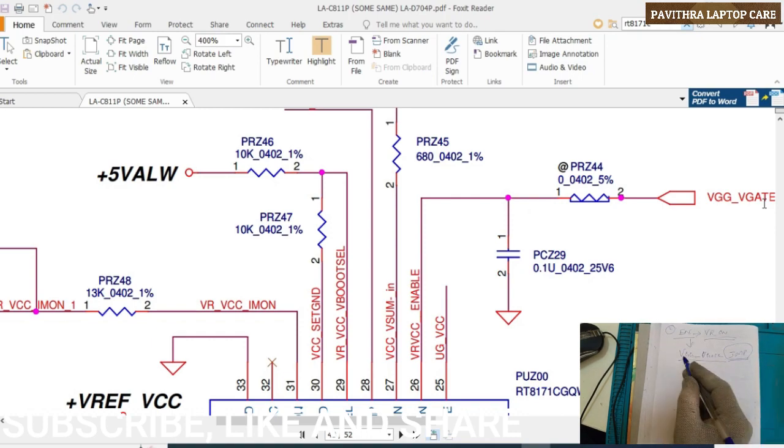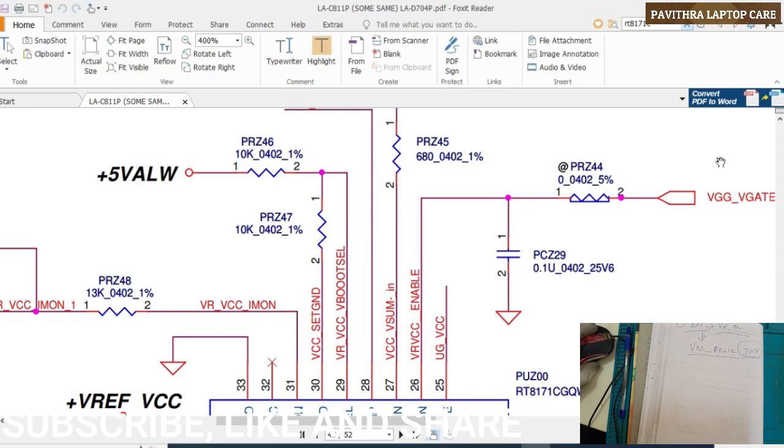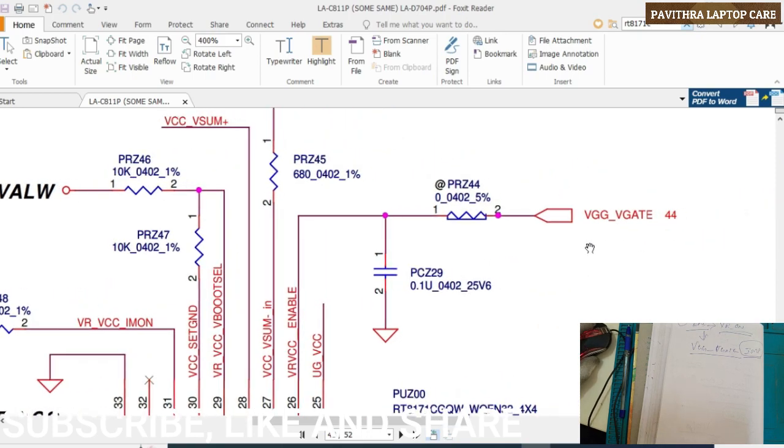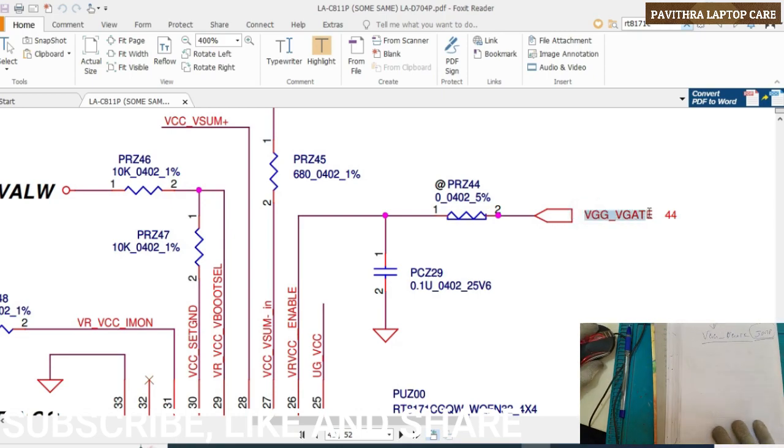Without this signal, this particular IC won't work. It will be in idle position. It got input, but it doesn't have any enable. So let us check this VGG V gate, from where it has come. It is coming from page number 44. So what is that page number? We will check.